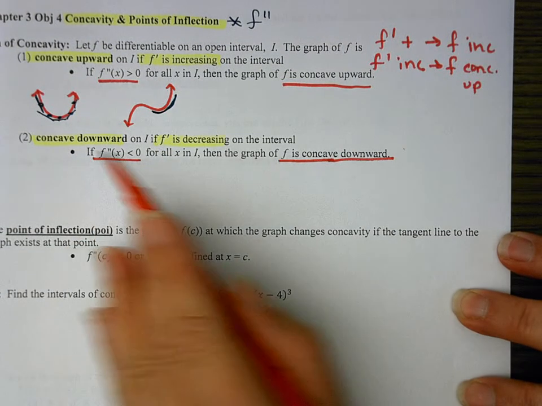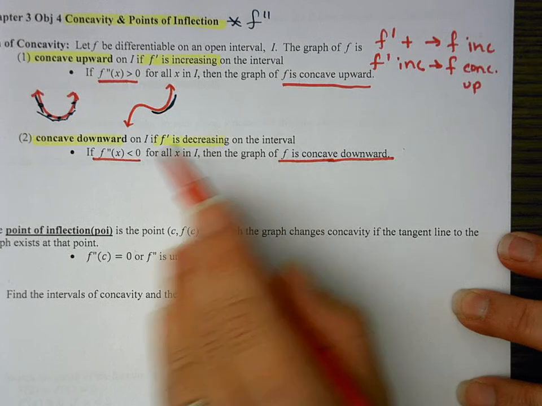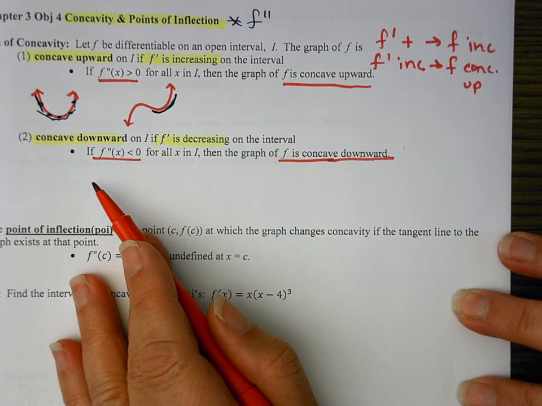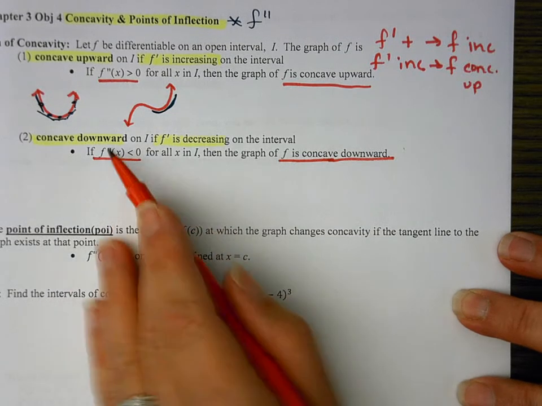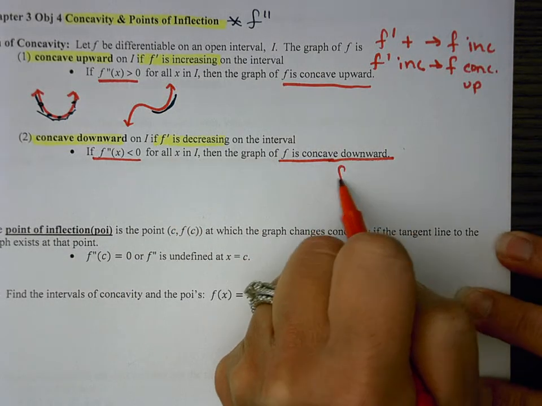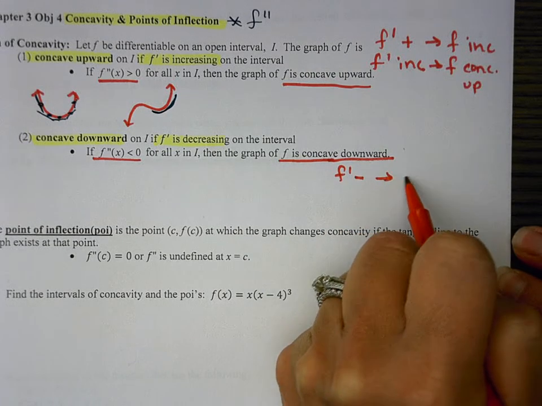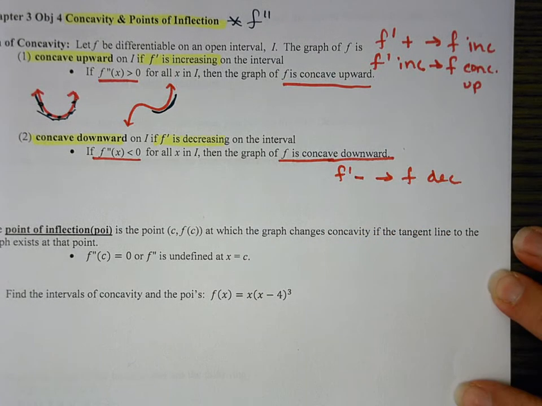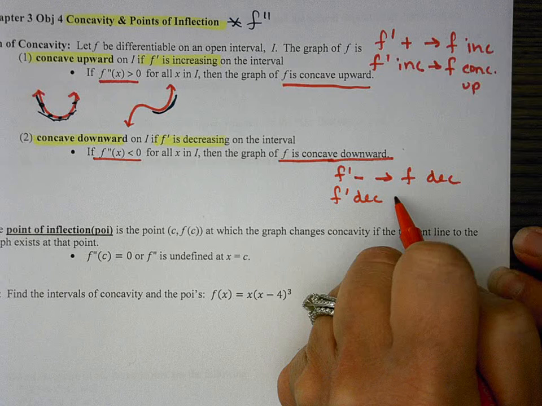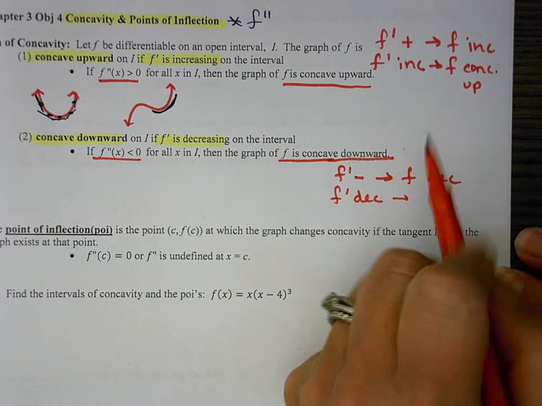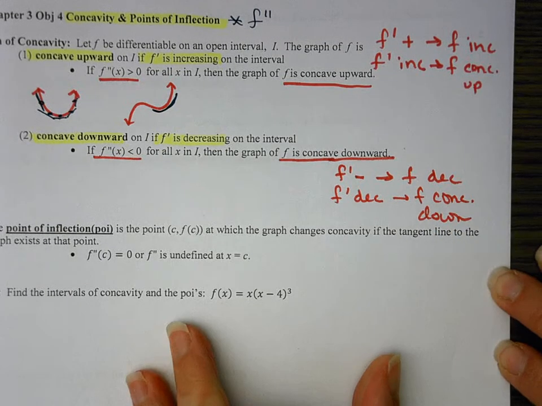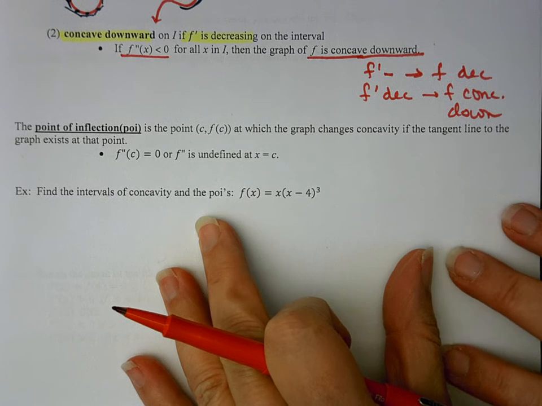So concave down if f prime is decreasing, or if f double prime is negative. You need to know both of those definitions. You cannot think of them as just one or the other. Again, just like before, if we're saying that f prime is negative, then we are saying that the function is decreasing. That's something different. But if we say that f prime is decreasing, now we're talking about the derivative decreasing, then the function is concave down.